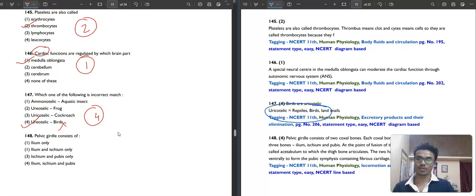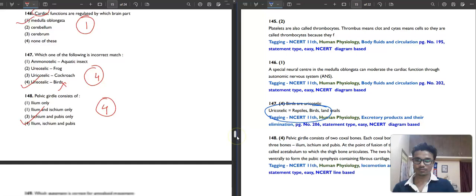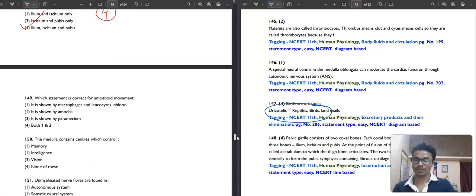Pelvic girdle consists of what? Ilium, ischium only, ilium and pubis only, ischium and pubis only, ilium, ischium and pubis. So pelvic girdle consists of two coxal bones. Each coxal bone is formed by fusion of three bones. What are those? Ilium, ischium and pubis. So here your fourth option will be your most suitable answer. Then goes to question number 149.